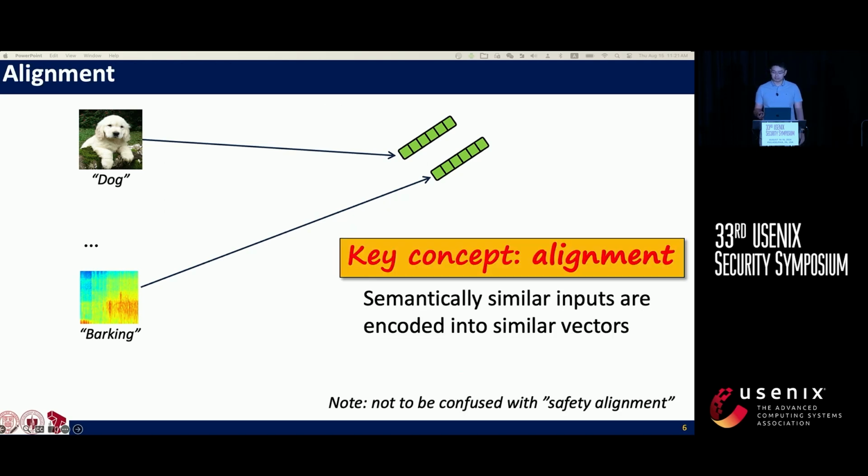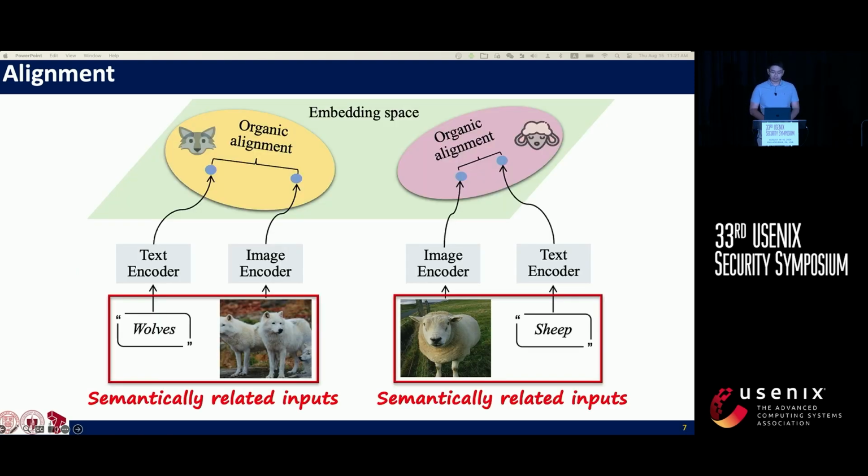The key concept of embedding is alignment. The alignment makes sure all the semantically similar inputs are close to each other in the embedding space, so that the same embedding can be used to support different downstream tasks. In this example, the embedding of the wolf's image and the embedding of the text "wolves" lie close to each other in the embedding space because they are semantically related. We define this alignment between the embeddings of semantically related inputs as organic alignment.